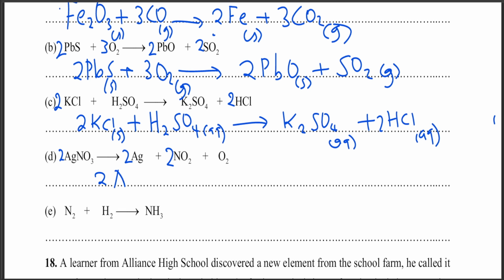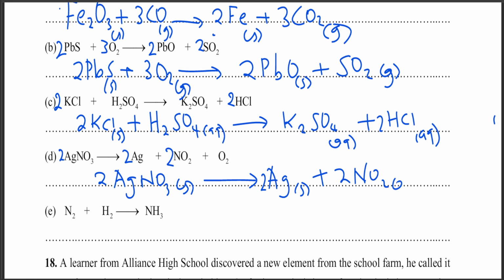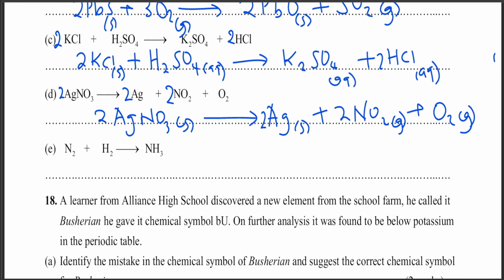So 2 silver nitrate, which is solid, utapata silver, 2 silver, plus 2 nitrogen dioxide, which is gas, plus oxygen gas. So balanced. The last one, that is N2 plus H2 gives you NH3.